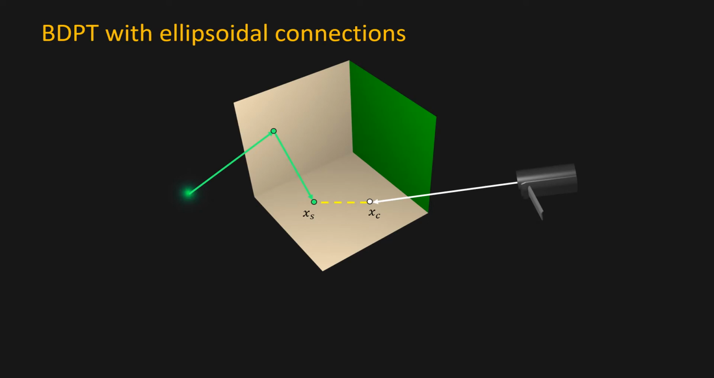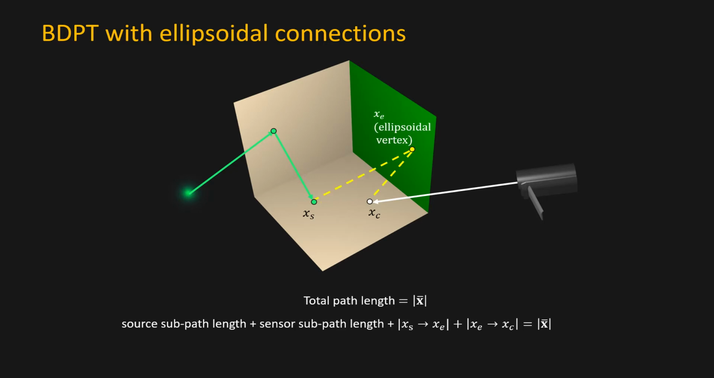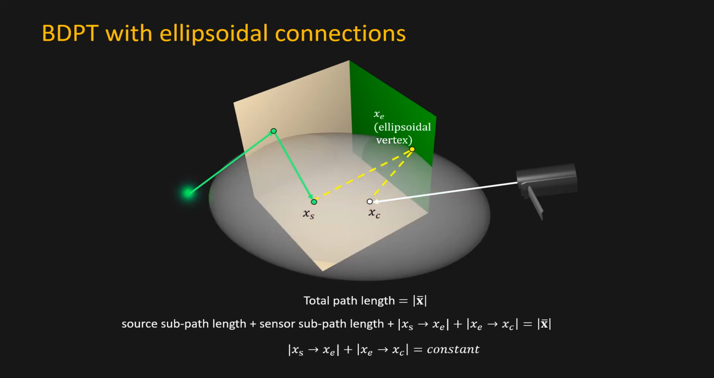Let us go back to the BDPT path sampling technique. We have a source subpath and a sensor subpath, and we are joining them directly. We propose that we don't join them directly, but instead join them with a connecting vertex such that the total path length satisfies the path length constraint. For given source and sensor subpaths and path length constraint, this vertex must lie on an ellipsoid formed by xs and xc as focal points to satisfy the path length constraint. As this ellipsoidal vertex must also lie on the scene, we intersect the scene with the ellipsoid to locate these vertices.